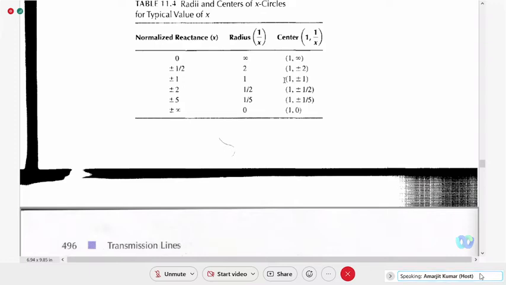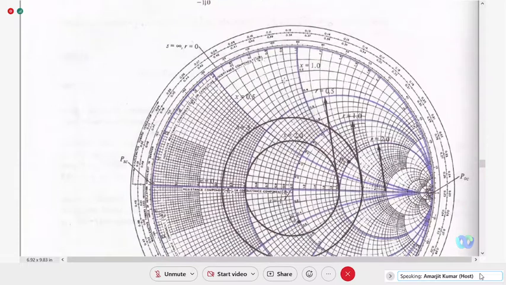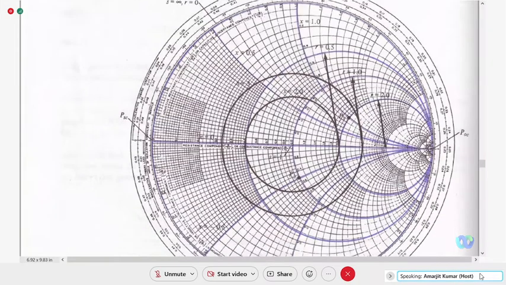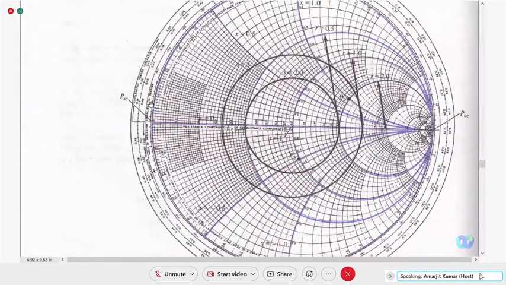So this is the normalized reactance circle. So now we have the Smith chart. Okay. So here is Smith chart. So what are the properties of the Smith chart? You are seeing the Smith chart here. This is the impedance Smith chart.